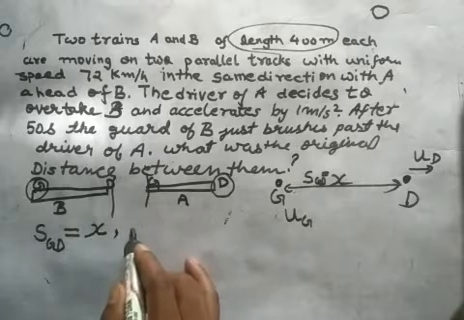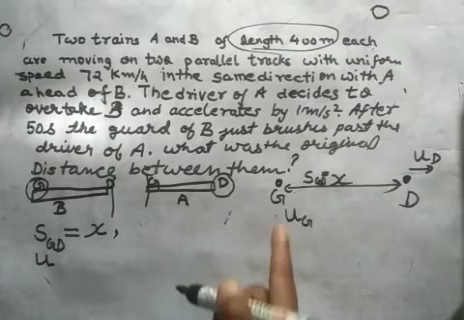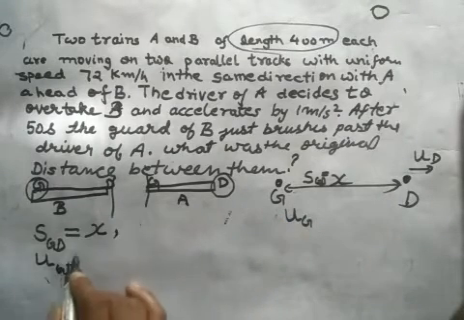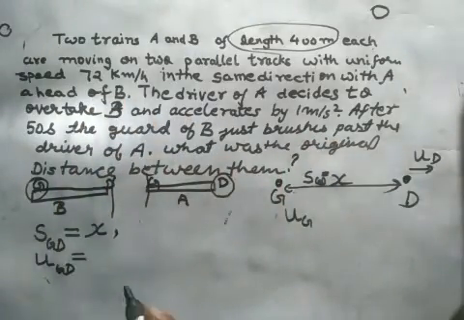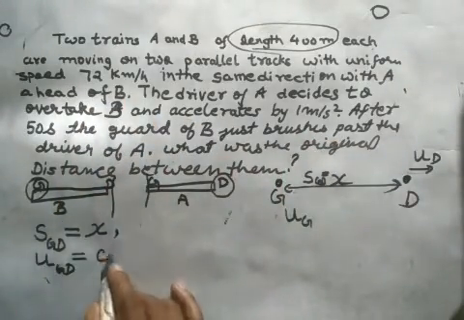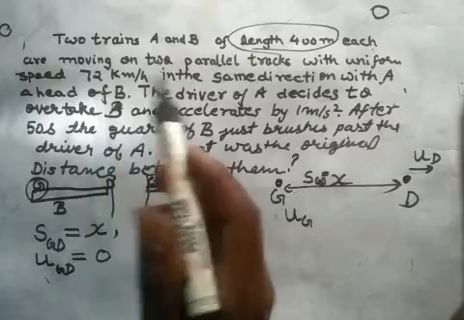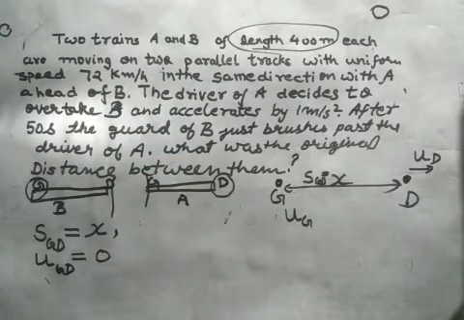Then initial velocity. Initial velocity of this guard with respect to this driver. There's no point, both of them initially were at same velocity, so I'm not even writing it. Otherwise, I have to change it into meter per second and then subtract both of them, because both of them are moving in same direction.